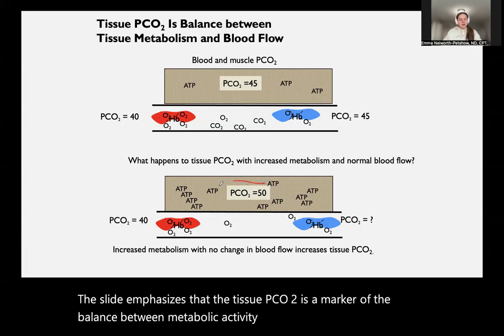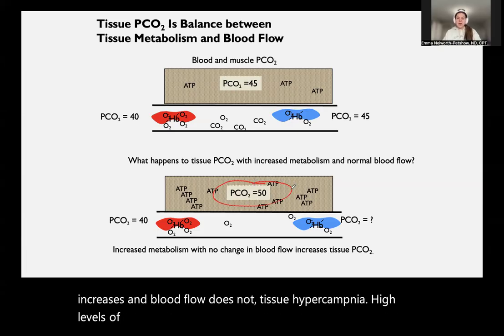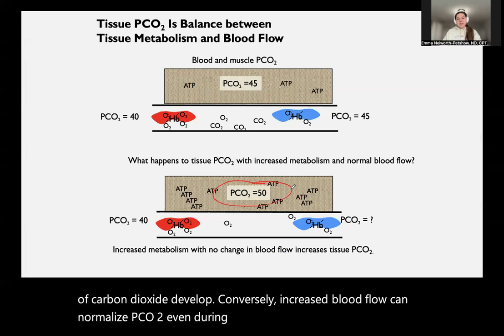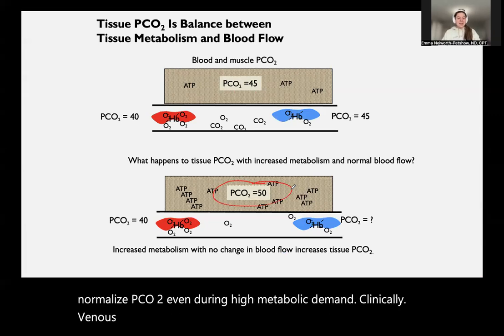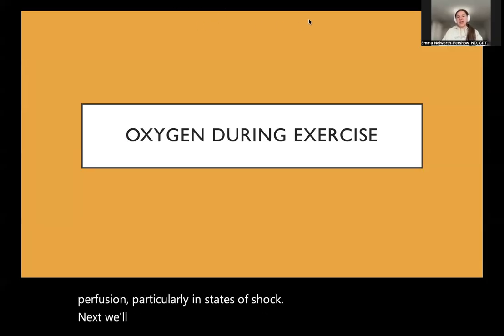If metabolism increases and blood flow does not, tissue hypercapnia, high levels of carbon dioxide, develops. Conversely, increased blood flow can normalize PCO2 even during high metabolic demand. Clinically, venous CO2 levels can provide insight into adequacy of tissue perfusion, particularly in states of shock. Next, we'll look at oxygen during exercise.